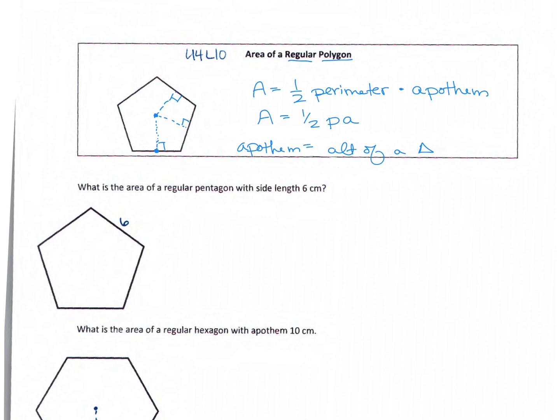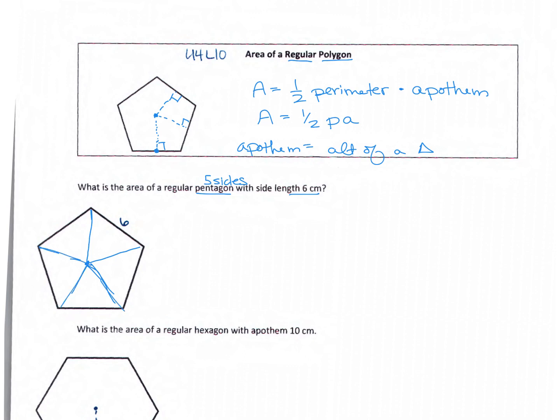So let's take a look at one of these problems. It says, what's the area of a regular pentagon? That means it has 5 sides, and I can count them, with side length 6 meters. So let's think about breaking this pentagon down into 5 triangles. I'm going to connect the vertices to the center and create these 5 triangles.